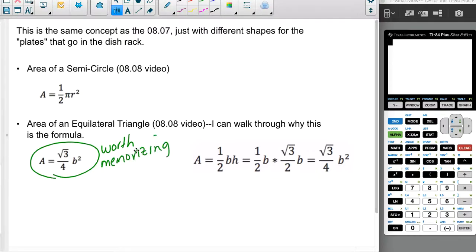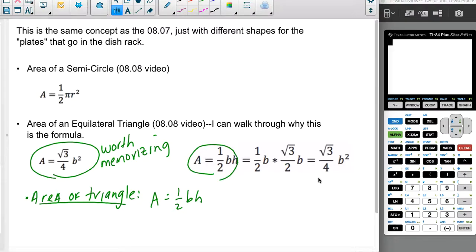And just to be clear, if you had the area of any triangle in general, a generic triangle, which sometimes comes up, like sometimes they'll ask you this question, the area of any triangle in general is 1/2 base times height, which you can see I put right here when I explained why this is this formula.